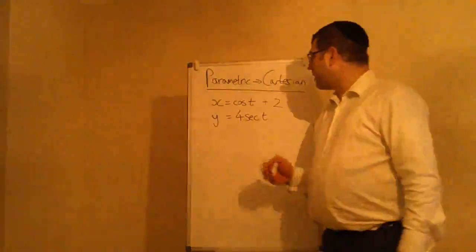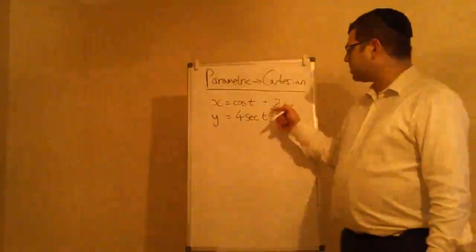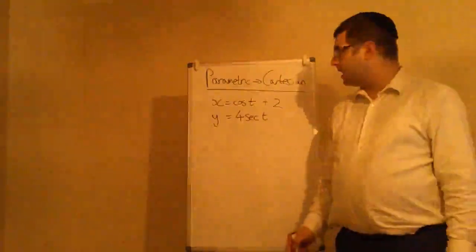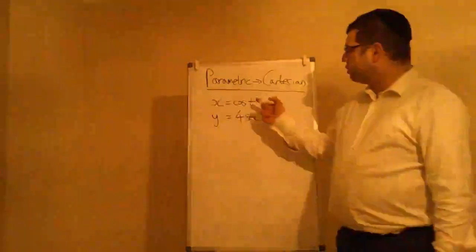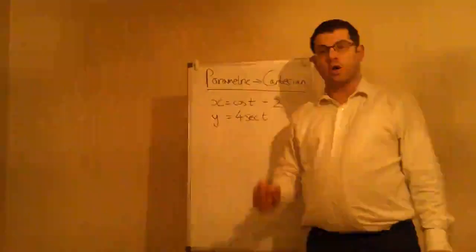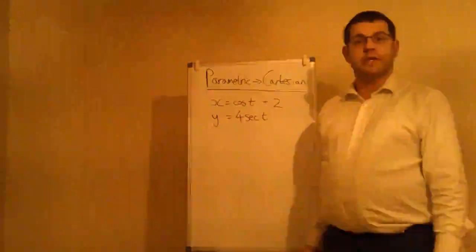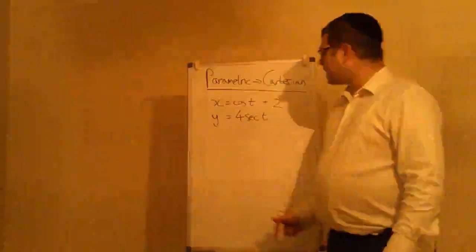Okay then, so here we have another parametric equation. We have x is cos t plus 2, y is 4 sec t. Using a similar method to the example I just showed you, can you try and find a Cartesian equation? So I recommend pausing the video there and have a go at this problem. Right, okay, let's go through it then.